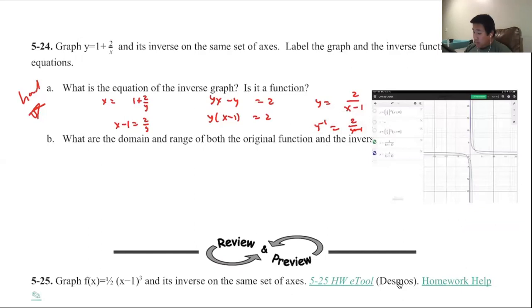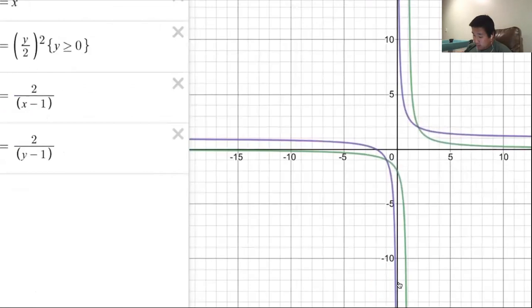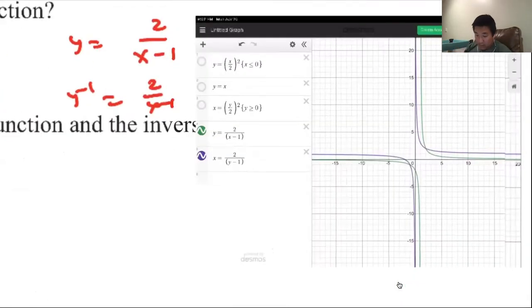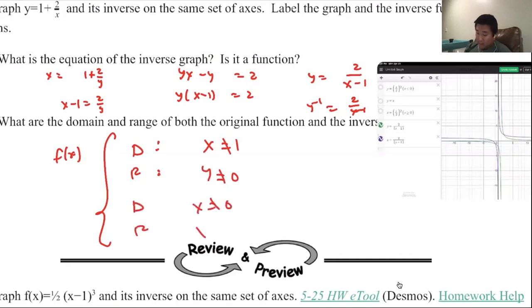The domain looks like it's almost all real numbers, but it's not. If you look at the graph, this green one gets really, really close to 0, and then this one gets really close to 1. Is the green one the original? Yeah. So for f of x, the domain and the range: x is not equal to 1, and y is not equal to 0. Then when you switch it, x is not equal to 0, and y is not equal to 1.